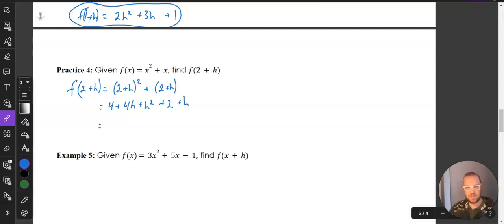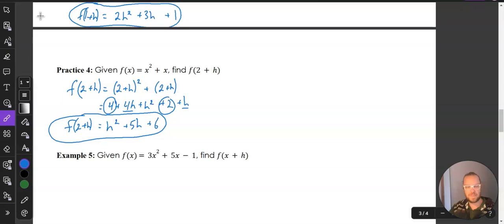All right, then we're going to combine our like terms, starting with our highest degree. And then I've got a 4h and an h, so that gives me the 5h. And then I've got a 4 and a positive 2 here, and that gives us plus 6. So f of 2 plus h should have given you h squared plus 5h plus 6.